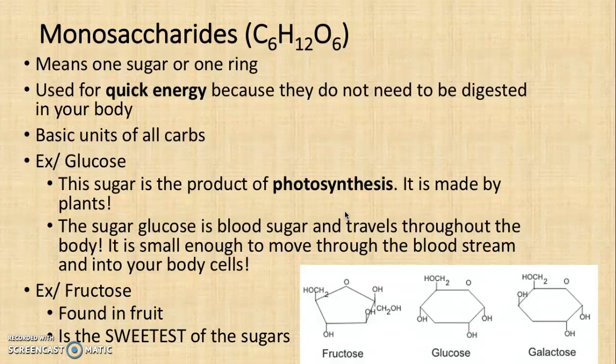So now we're going to look at some monosaccharides or some simple sugars. So monosaccharide means one, so mono, one sugar or one ring. They're generally used for quick energy, so they do not require digestion to be used by our body. They are the basic unit or the building blocks of all of the other carbohydrates.